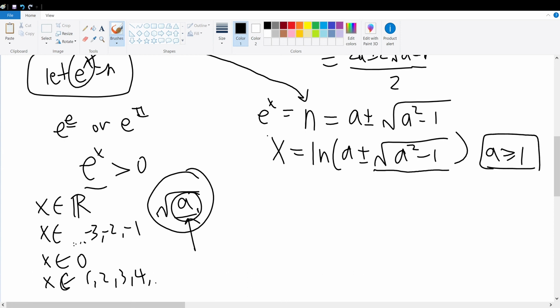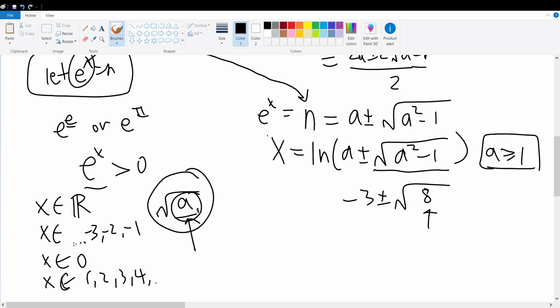And the reason for this is because we cannot substitute 0, because if we have 0, this would become the square root of negative 1. We cannot have the square root of negative values. And if we have any negative integer for a, such as negative 3 plus or minus the square root of 8, you might realize, well look, the square root quantity inside is greater than 0, so this should work.